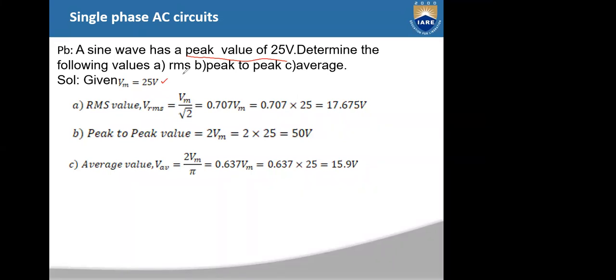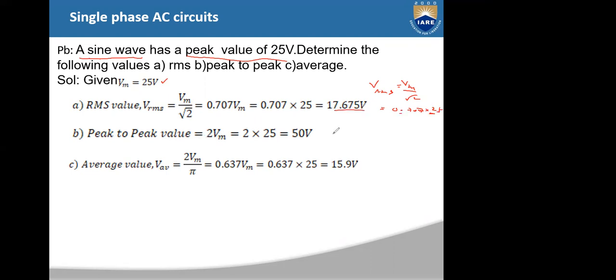What is the RMS value? The waveform given is a sine wave. For a sine wave, already they have evaluated the RMS value. Vrms is equal to Vm by root 2, or 0.707 into Vm. Vm is already given, 25. So we will get 17.67.